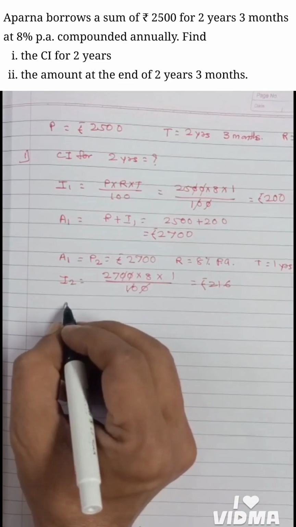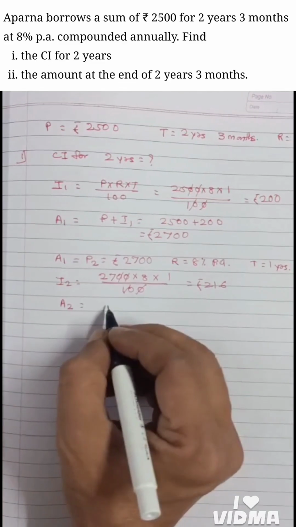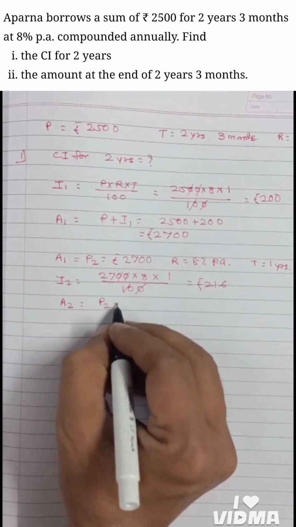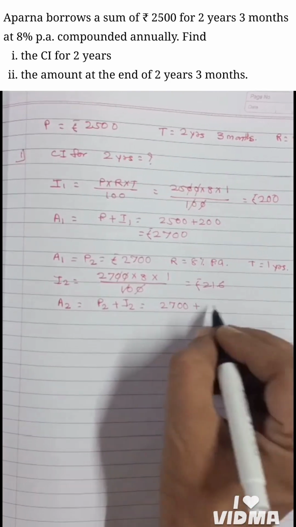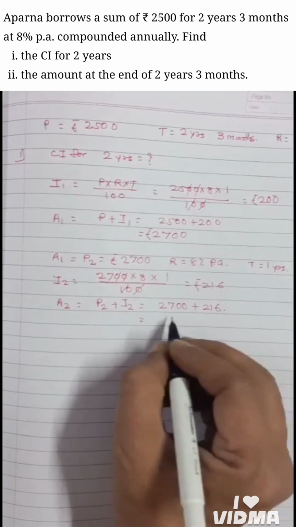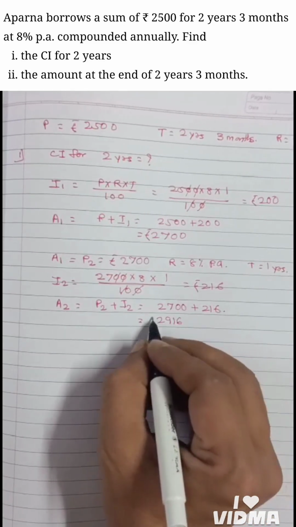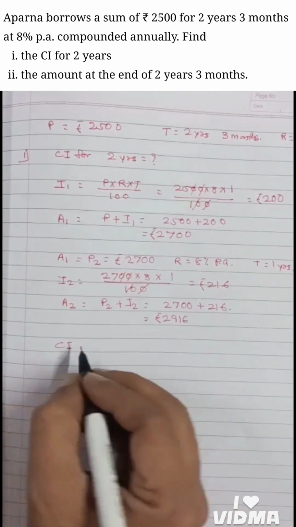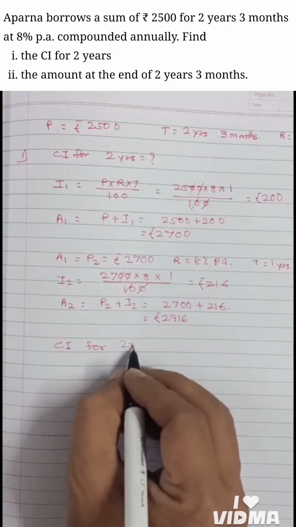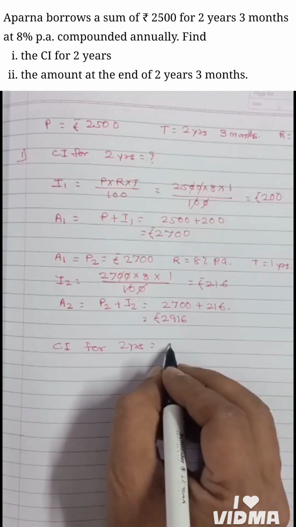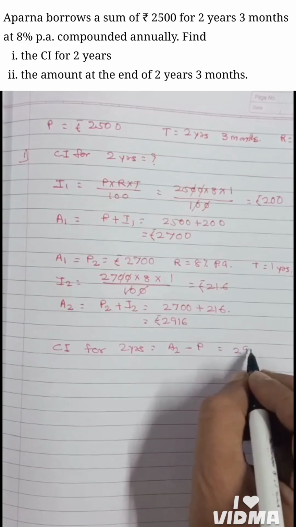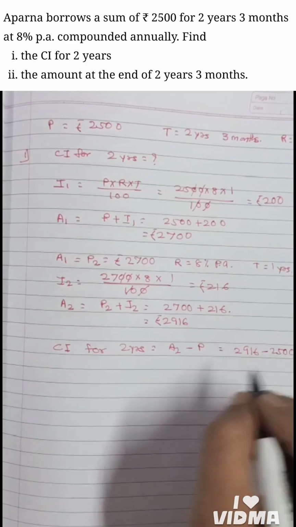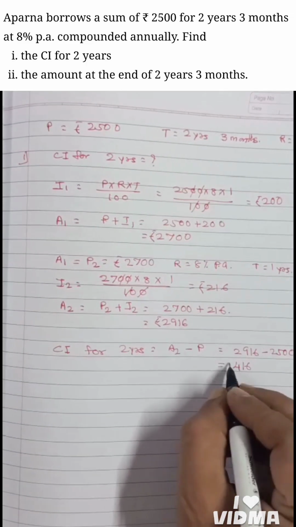Okay, so now we'll get the amount after 2 years. That is A2 is P2 plus I2. So principal 2 is 2,700 plus 216. We have to add that. So it becomes 2,916. This is the amount. So CI for 2 years is amount minus principal. So we get 2,916 minus 2,500, and that is 416 rupees.